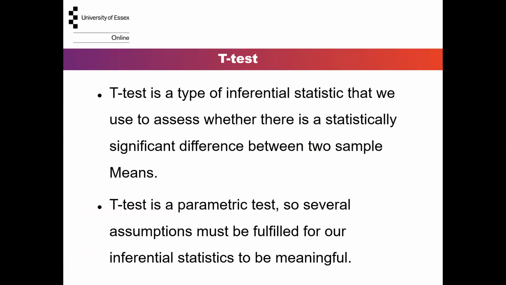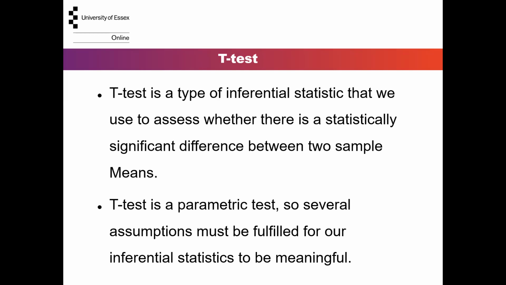To start with, the first thing we need to focus on is what kind of test the t-test is. So a t-test is a type of inferential statistic that we use to assess whether there is a statistically significant difference between two sample means. With inferential statistics, we make general assumptions about the population from the sample we collected data from. I know this might sound a little bit too complicated, but I'm going to give you two examples, and hopefully it will be very clear what we mean with a t-test.